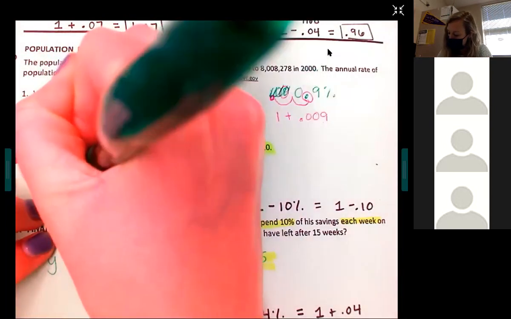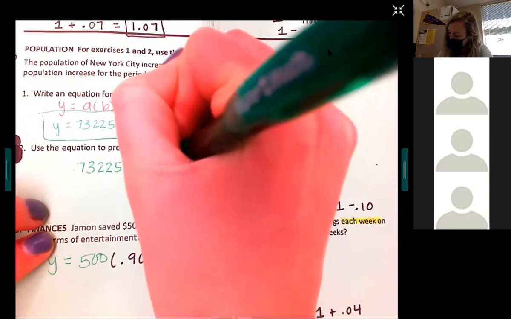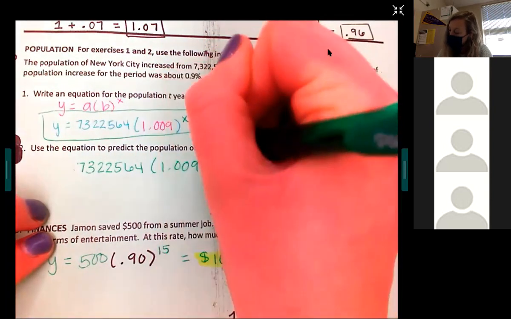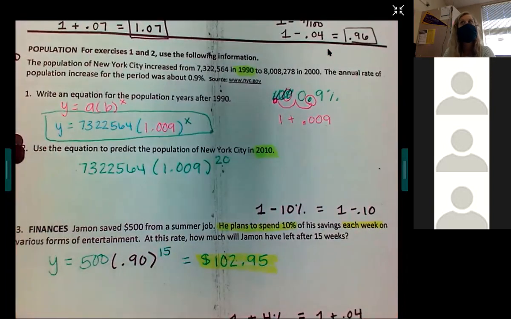So did y'all get 7,322,564 times 1.009 raised to the 20? Okay, where did y'all go to type that in at? Into Desmos. Good. All right, so I'm going to switch my screen. People at home, do y'all have that?